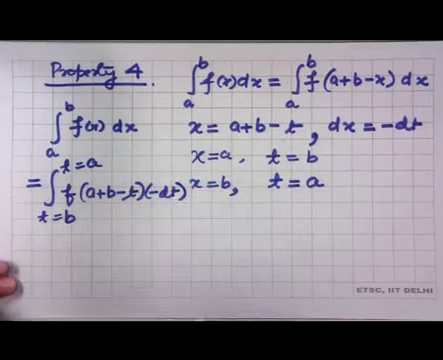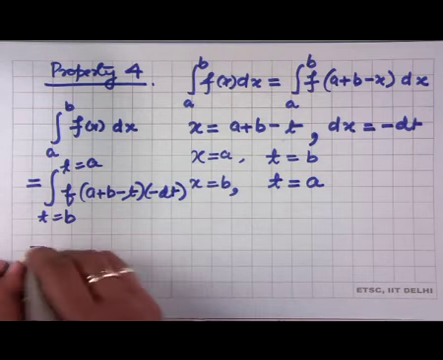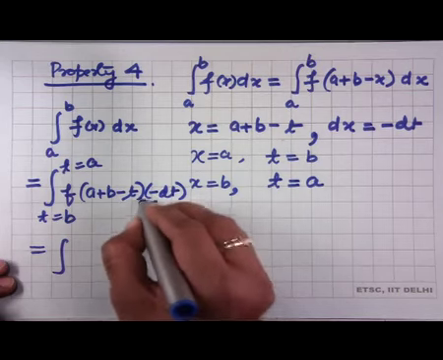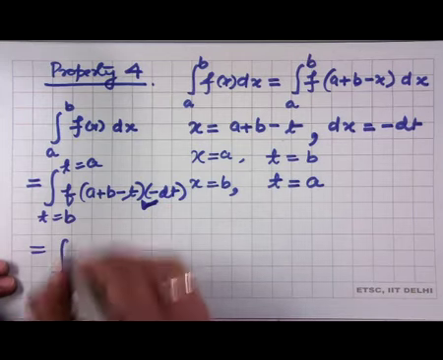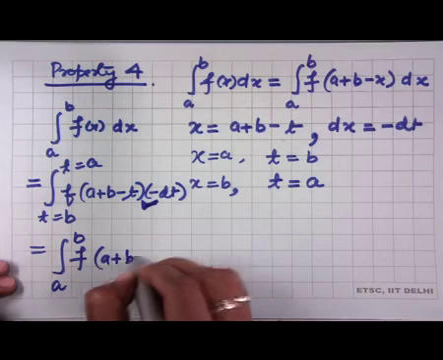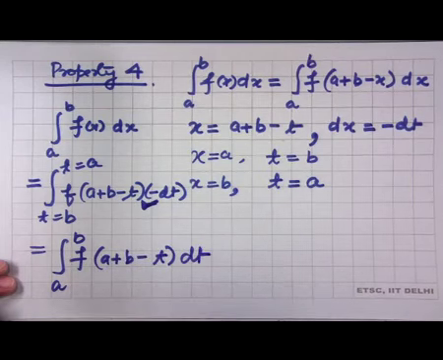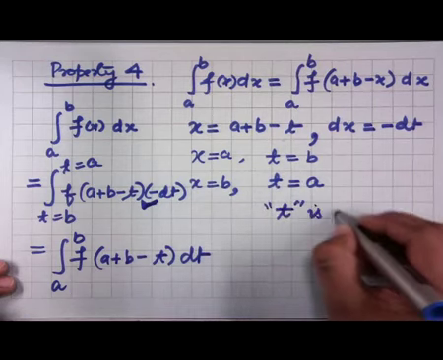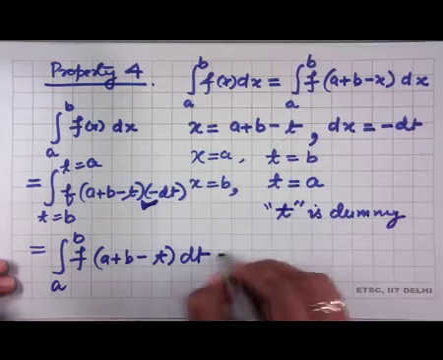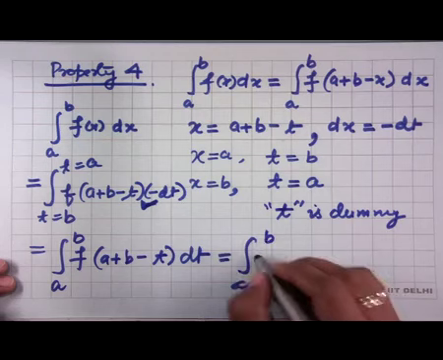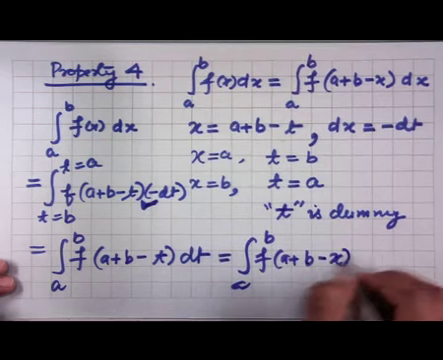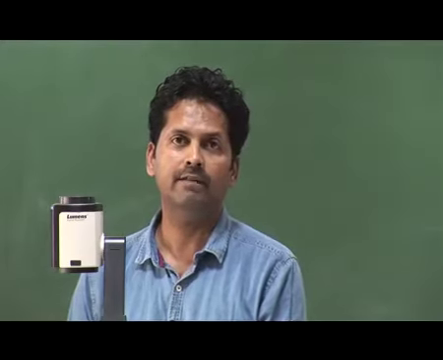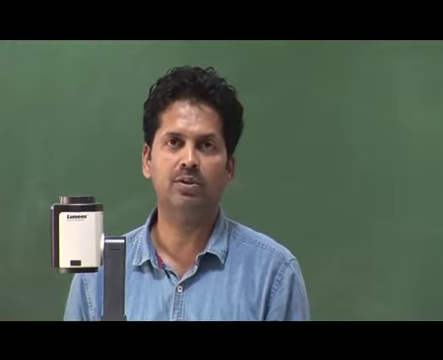Here you can use property 2 and interchange the limits, because you have a negative sign, so this negative sign will be cancelled out once you interchange the limits. So you get f(a plus b minus t) dt. Since property 1 says that variable t is a dummy, we can replace t by x, hence property 4 is established. All these properties are very important, and we shall see it when we solve several examples by using these properties.